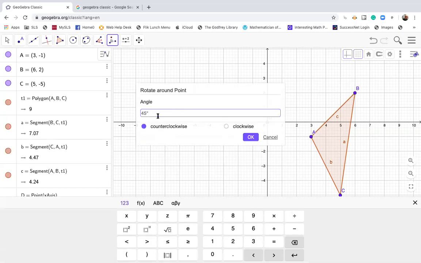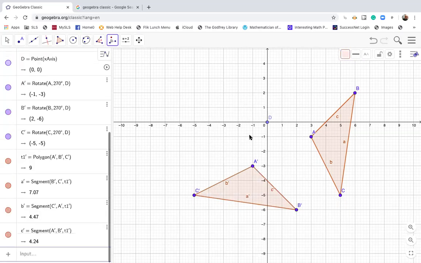And it's set for counterclockwise. So I change this to 270 degrees and I hit OK. And now that has been rotated 270 degrees counterclockwise. And that is all I'm going to ask you to do as part of your homework.